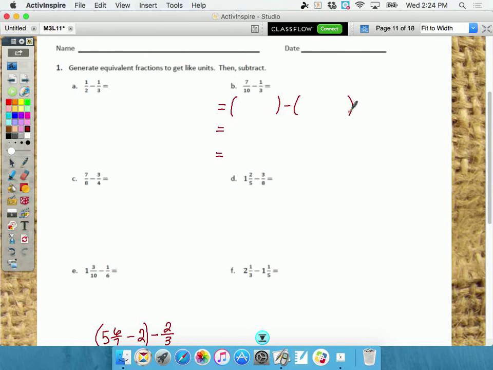Okay, and remember, we're subtracting today. So 7/10 minus 1/3. Should we just multiply 10 times 3? No. Well, let's double check. Count by threes: 3, 6, 9, 12, 15, 18, 21, 24, 27, 30. Should we just multiply 10 times 3? Yes. So 30 is the new denominator.